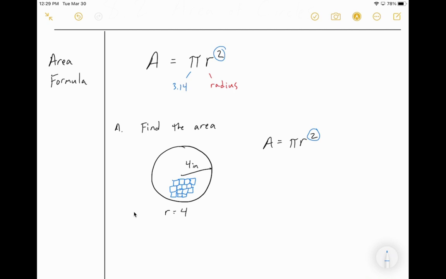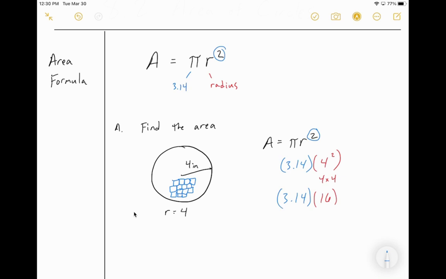Let's plug in the numbers. We know that pi is 3.14. And we know that our radius is 4. But it's going to be radius squared. Now remember, squared does not mean 4 times 2. Squared means 4 times 4. So not 8, it's going to be 16. So I'm going to multiply 16 times 3.14.